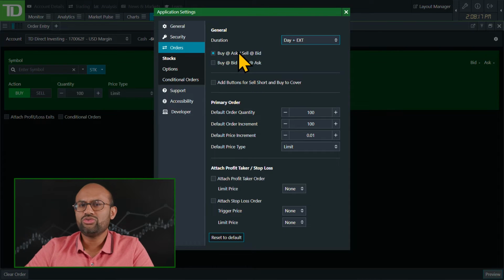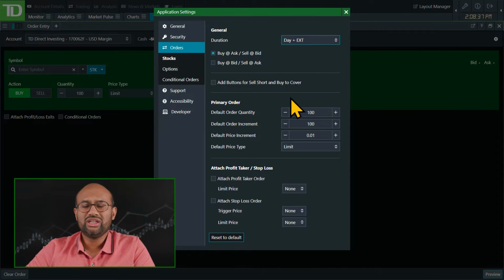You can also choose how the bid and ask behaves. So when you click on the bid or the ask, do you want it to be set up as a buy or a sell, or vice versa? You can see in this case, the default would be that on the ask, it will be set up as a buy. If you click on the bid, it will be set up as a sell. So you can make that switch.